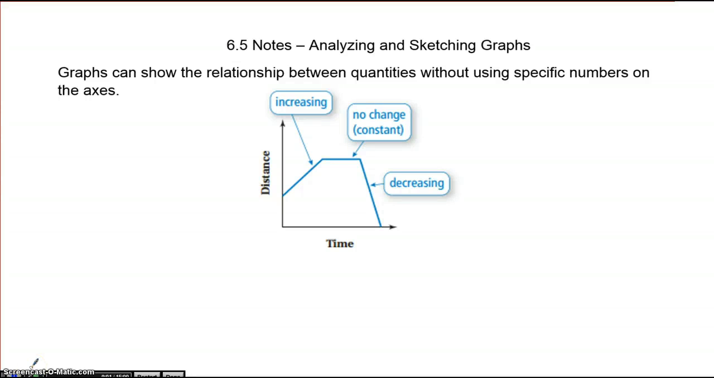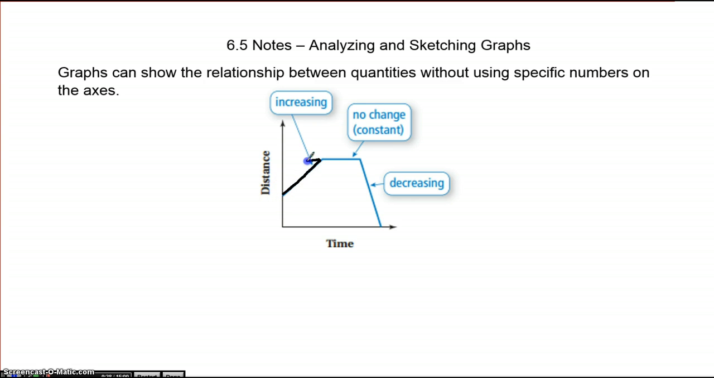This is 6.5 notes, analyzing and sketching graphs. Throughout this section, we are going to draw graphs from a given situation, and we are going to interpret graphs and turn it into interpreting what's going on in the picture. The main thing is we're going to have two labels on our graph. When you sketch a graph, you still need to label. In this case, it's time and distance.